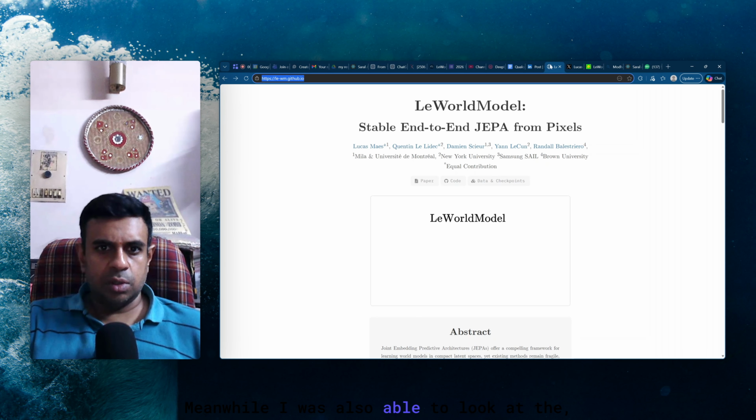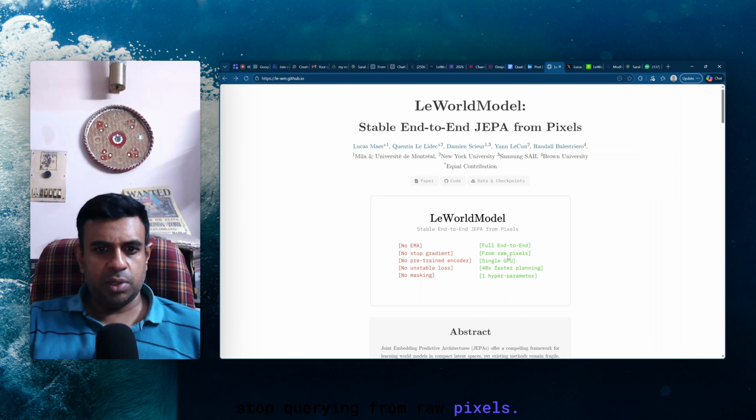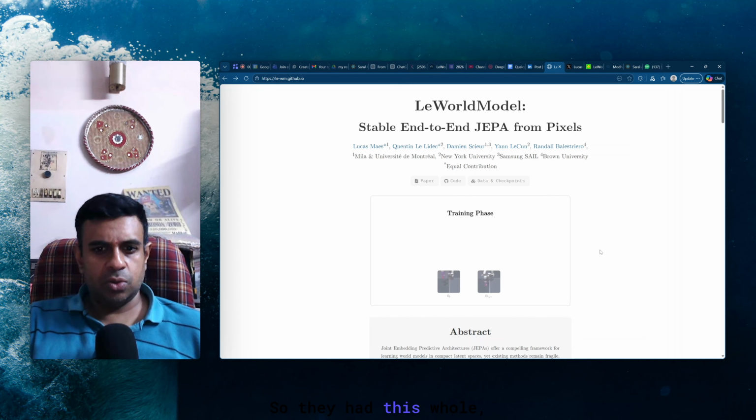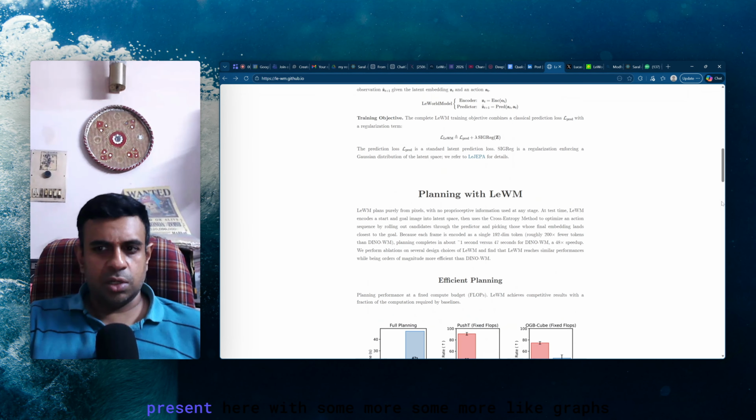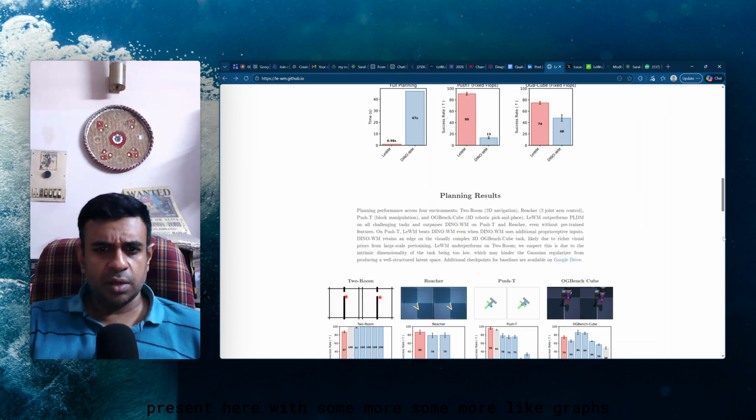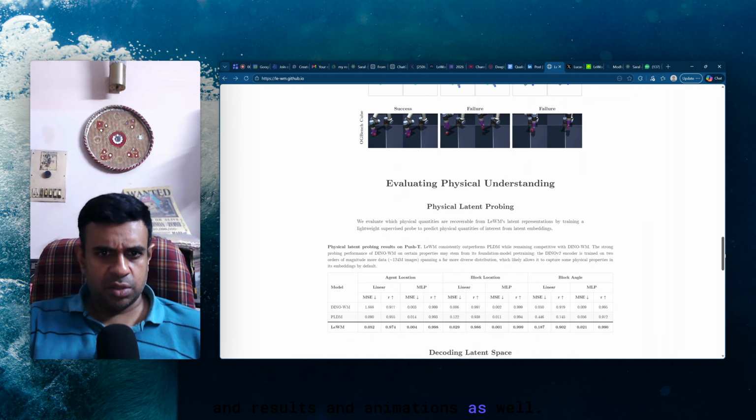Meanwhile, I was also able to look at the website. They also had this: no EMA, full end-to-end, no stop gradient, from raw pixels. So they had this whole animation that we saw earlier, and it's also present here with some more graphs and results and animations as well.